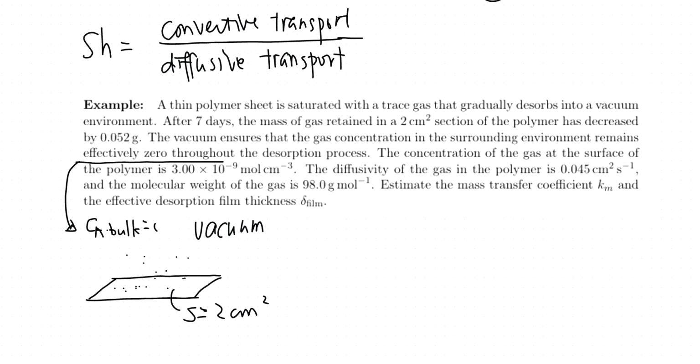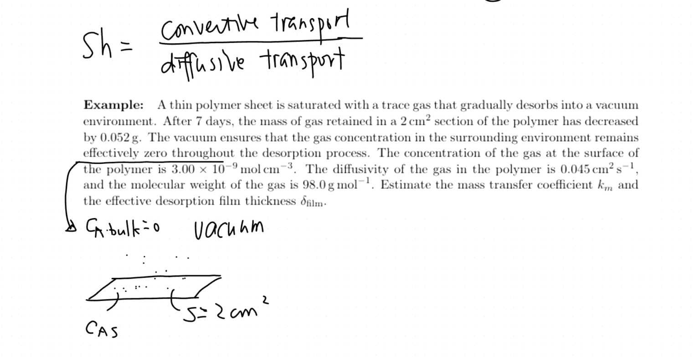The concentration of the gas at the surface of the polymer is given, this tells us what C_AS is, the concentration at the surface. The diffusivity of the gas in the polymer is this amount. And the molecular weight of the gas is also given. That allows us to estimate the mass transfer coefficient and the effective desorption film thickness.